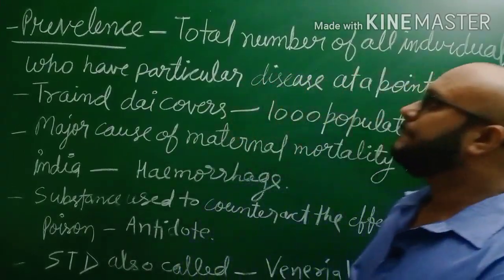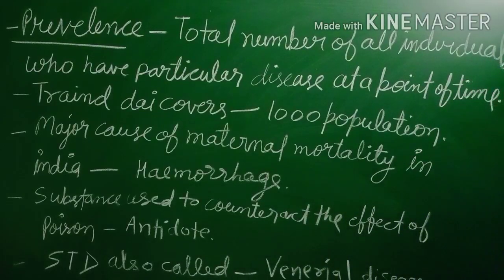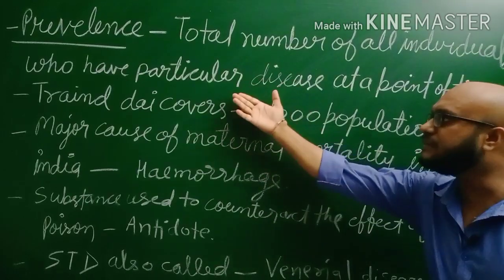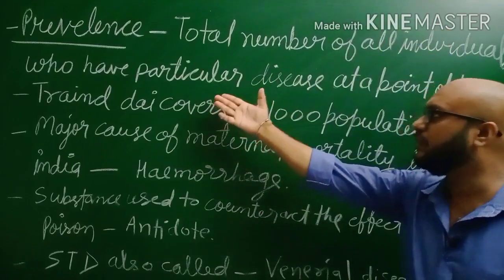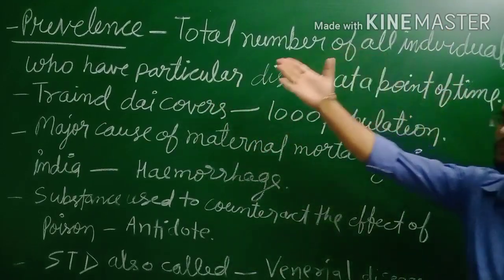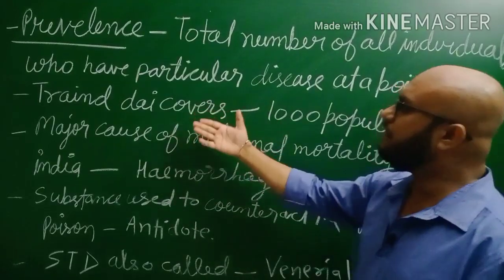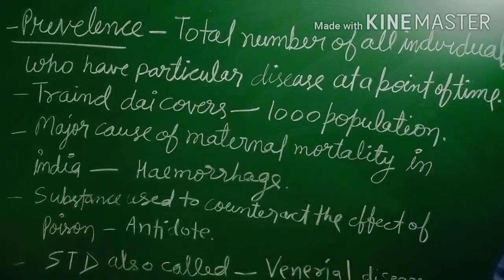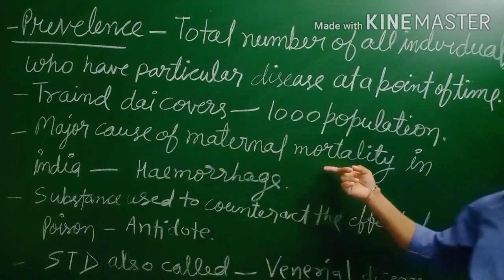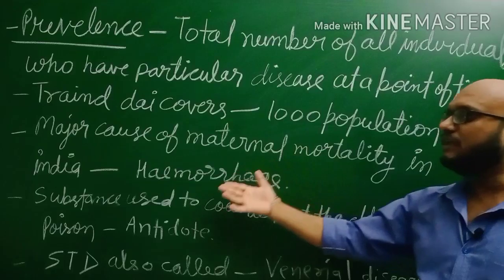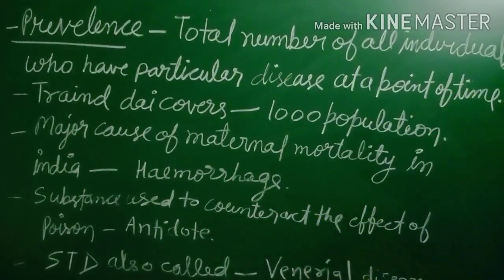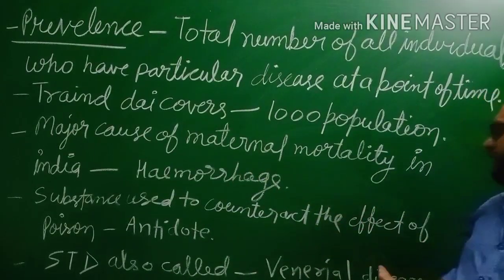Now talk about prevalence. What is prevalence? Prevalence is the total number of all individuals who have a particular disease at a particular time. Trained eyes cover 1000 population. Major cause of maternal mortality in India is hemorrhage. Next, a substance used to counteract the effect of poison is known as antidote.